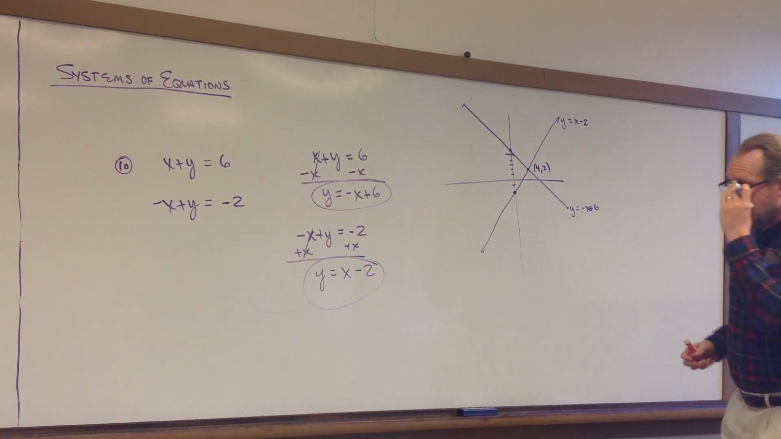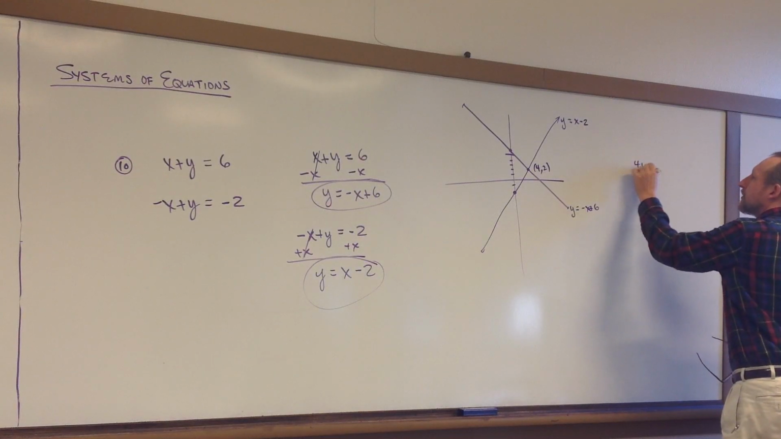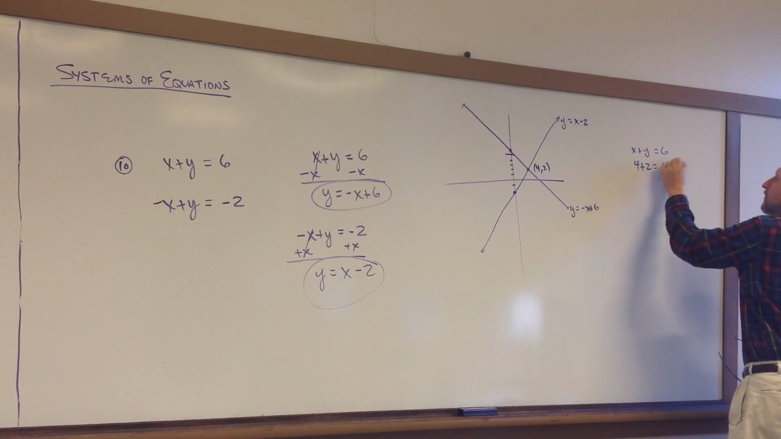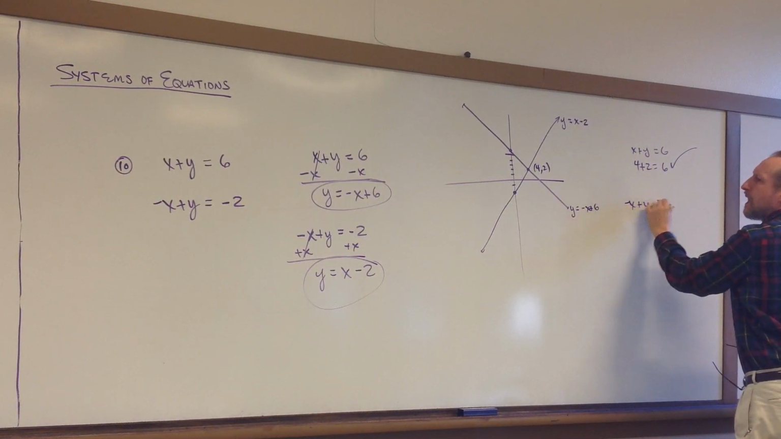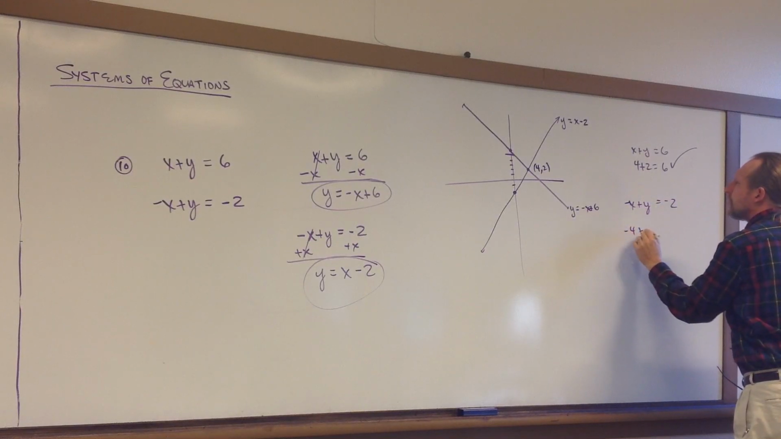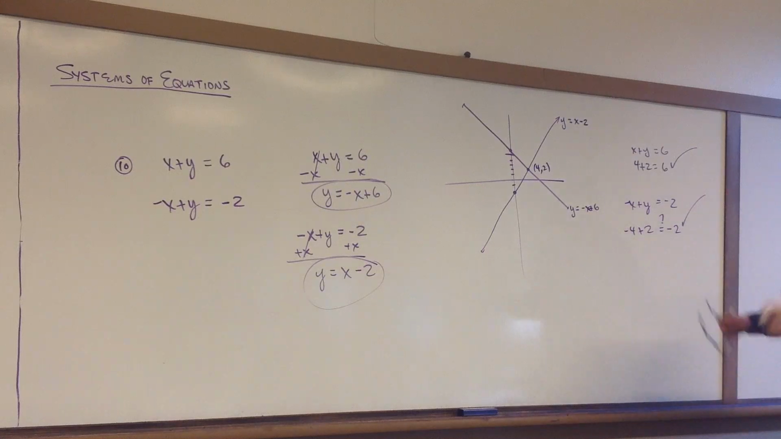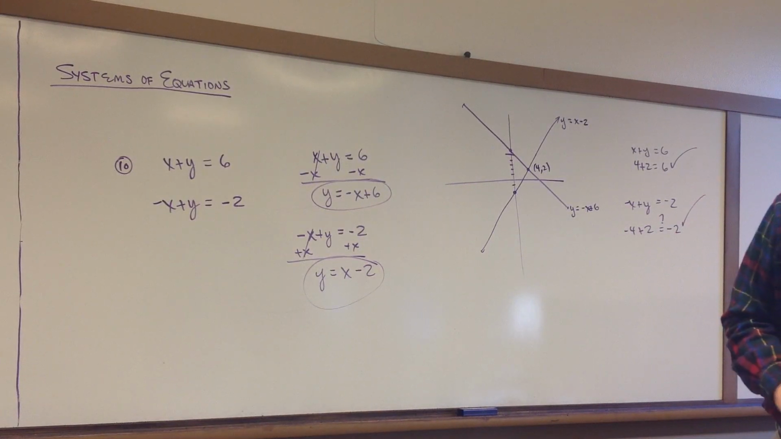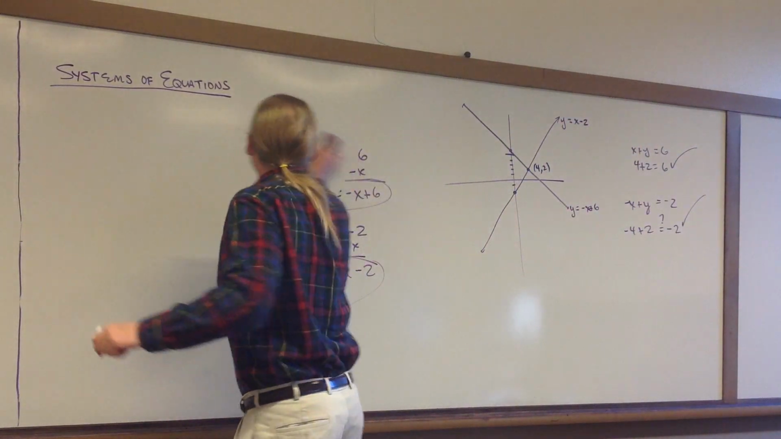And then you don't have to check your answer, but I think it's nice to know whether or not these are actually true. All right, 4 plus 2 equals 6, good. Negative x plus y is negative 2. Negative 4 plus 2 is, is that negative 2? Yes, it is. Okay, so that is helpful. Let's take a look at problem 12.